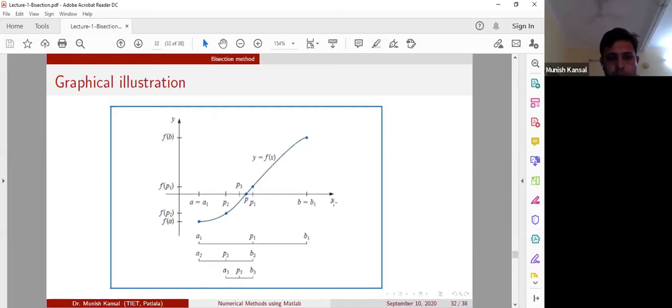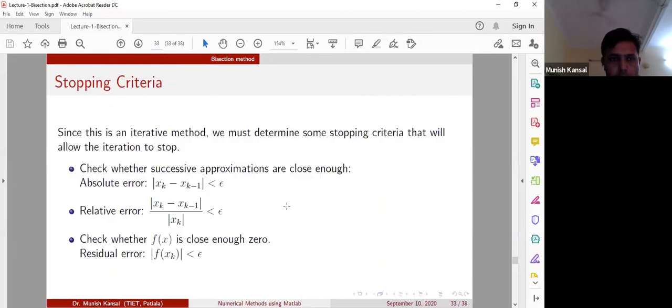You start with some interval. There is a root P. At A and B, the function has opposite sign. You go on continuing like this. Then you either get the root or you get the interval which will contain the root. Now these are the stopping criteria. First one is absolute, then relative, then residual error.